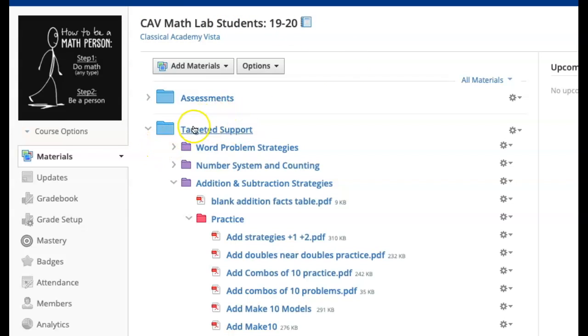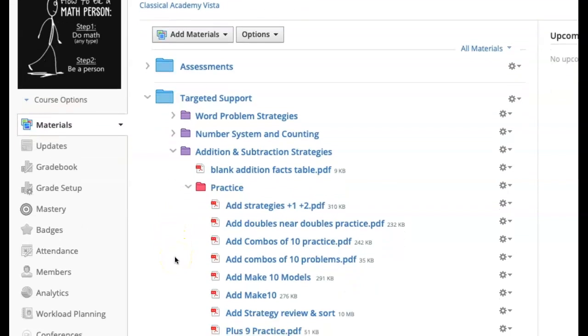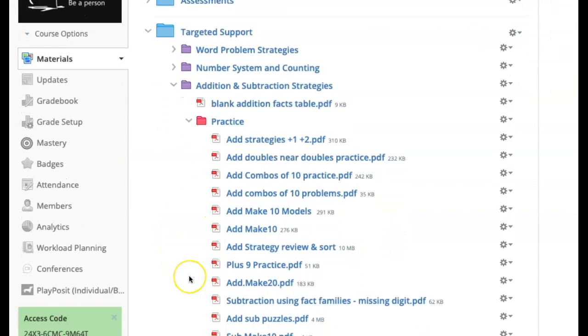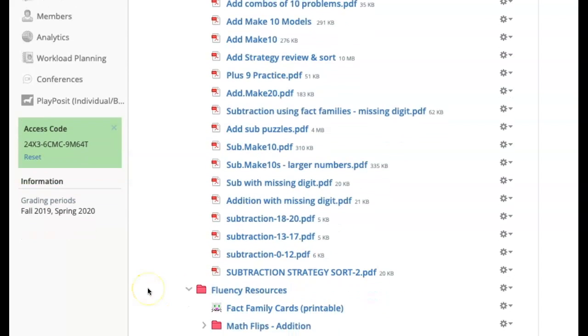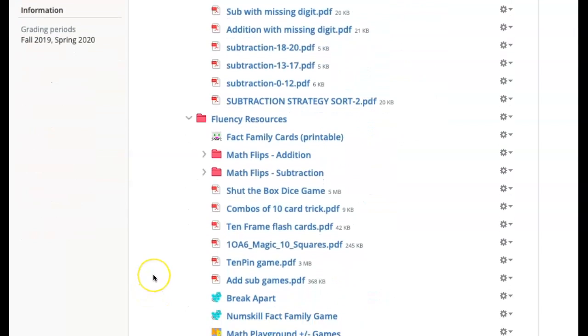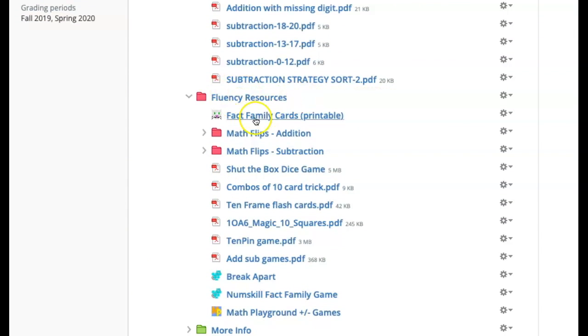If you go to Targeted Support under the Addition and Subtraction Strategies folder, you'll find a blank addition fact table that can help you identify which facts you still need to work on. There's lots of practice here for addition, and there's lots of subtraction here for your different subtraction strategies. Here's your subtraction sort mat. And there's also a lot of games for you to play in the Fluency Resources folder.